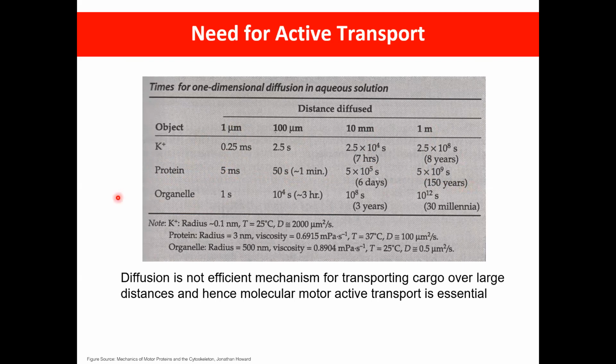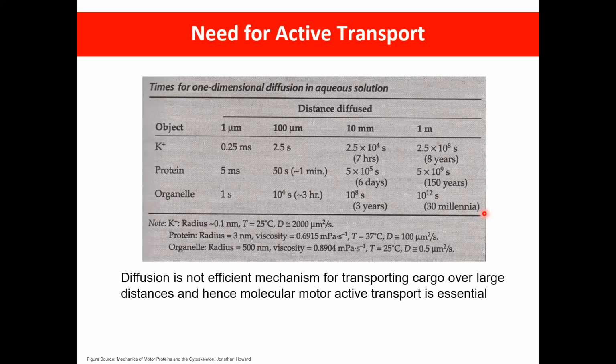Similarly, if you look at the organelles, let's say mitochondria, whenever you get an injury somewhere in the body, a lot of mitochondria inside the cell have to be rushed to the site of the injury, because that part of the cell requires a lot of energy. If mitochondria has to reach over a distance of 1 micron by the process of diffusion, it will take 1 second. For 100 microns, 3 hours. For 10 millimeters, 3 years. But if it has to diffuse over a distance of 1 meter, it will take 30 millennia. That means 30,000 years. So obviously our cells cannot utilize the mechanism of diffusion to survive.